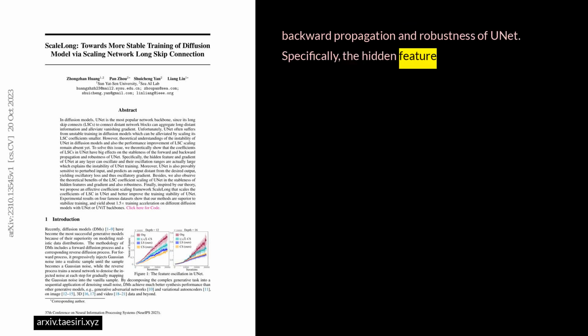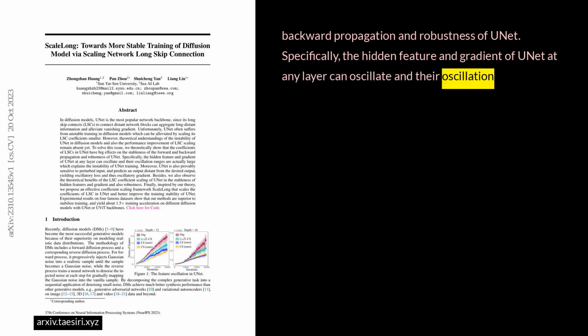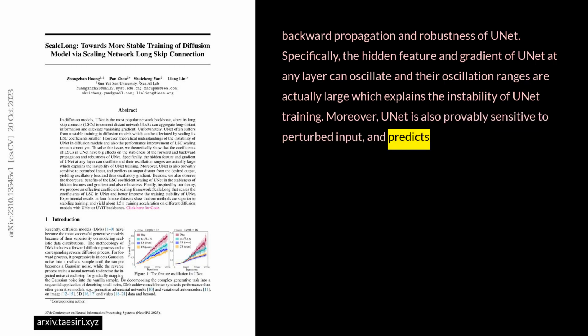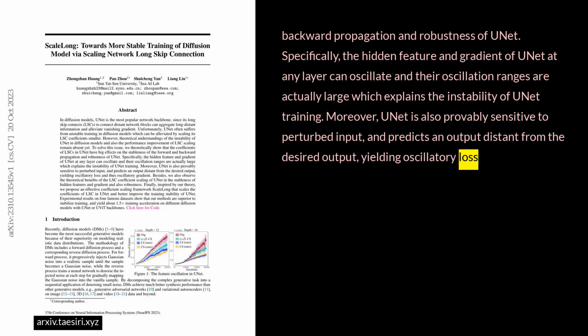Specifically, the hidden feature and gradient of UNet at any layer can oscillate, and their oscillation ranges are actually large, which explains the instability of UNet training. Moreover, UNet is also provably sensitive to perturbed input and predicts an output distant from the desired output, yielding oscillatory loss and thus oscillatory gradient.